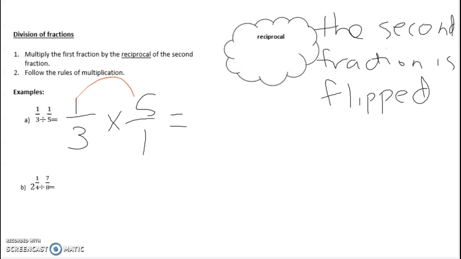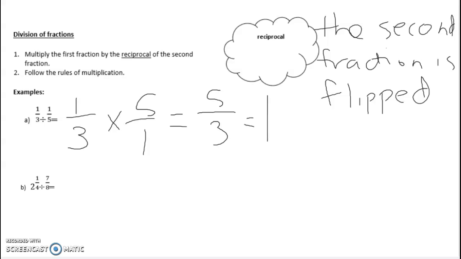So then 1 times 5 is 5. And then 3 times 1 is 3. Okay? And then we can reduce that. So 3 goes into 5 one whole time, right? Because 3 times 2 would give you 6. And we only have 5 up on top right here. So we can't go in twice. So we can just go in once, okay?